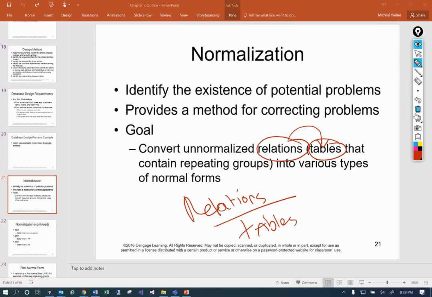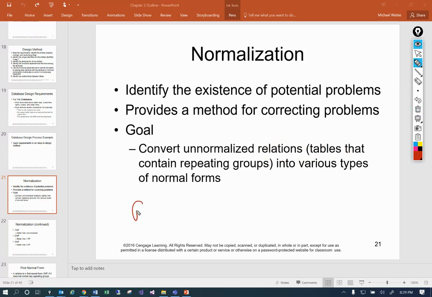Just like if you see attributes, it's another way of saying columns. So just kind of keep that in mind. All right. So convert unnormalized relations that contain repeating groups into various types.